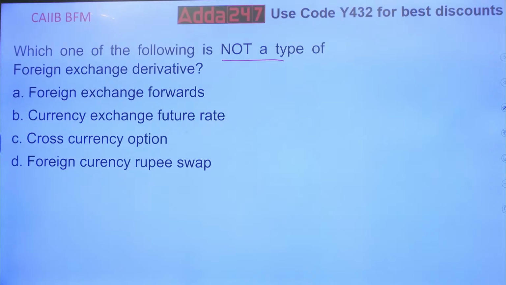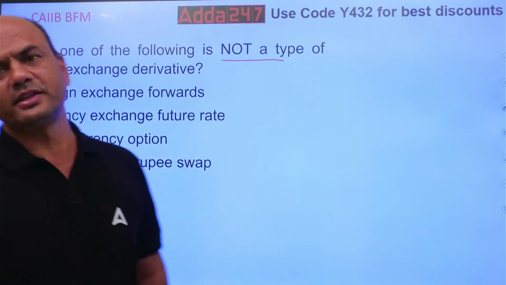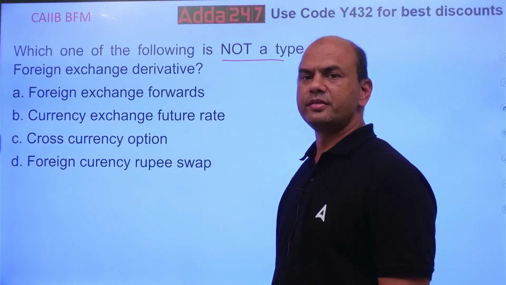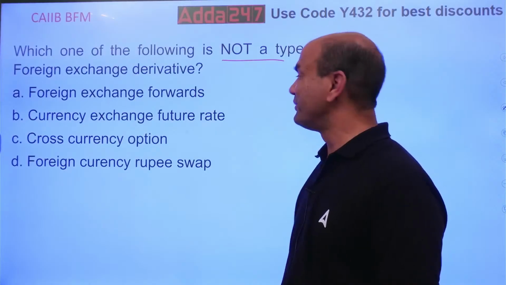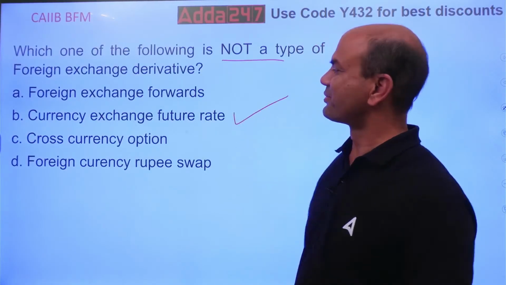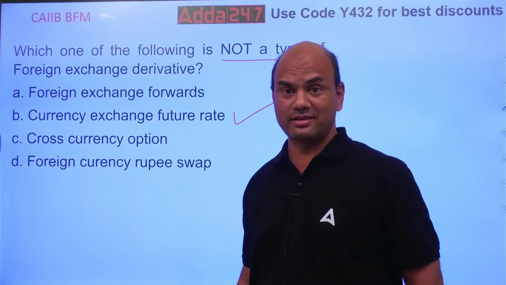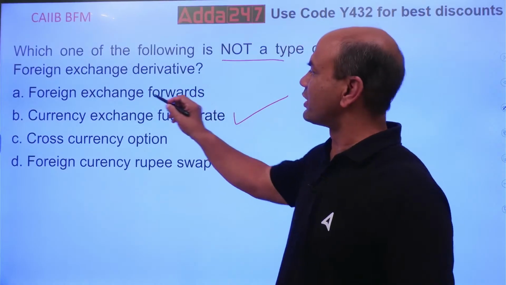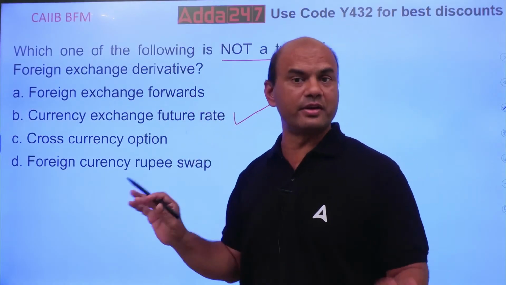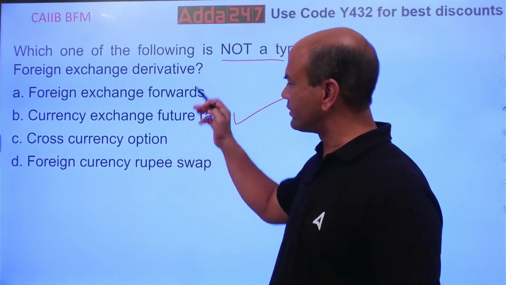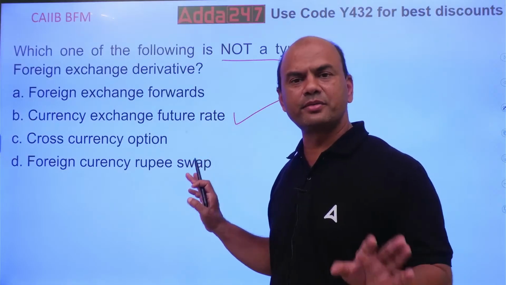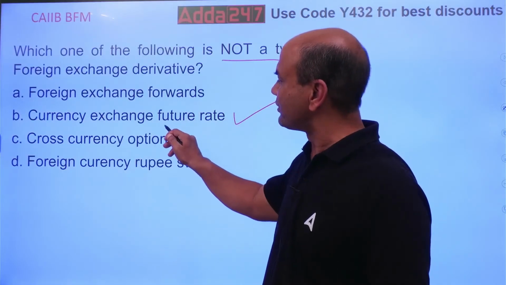Think, everyone think. Very simple answer. So, the answer is this: currency exchange future rate. Okay, let me explain. See this. Foreign exchange forward. Forward is a type of derivative. Kindly note, forward, option, swap, these are all the names of derivatives. Even future is a derivative.